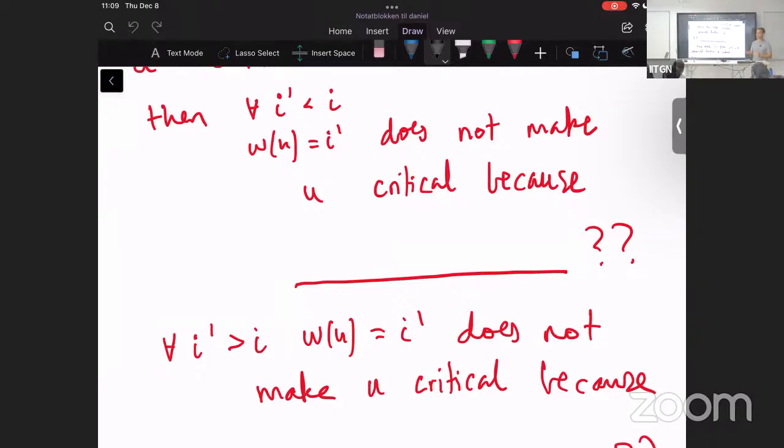Because it wouldn't be in a minimum weight set because it was critical at I, right? So it wouldn't be in a minimum weight set at I plus 1, and therefore at anything higher either. So in particular, if some weight makes it critical, then no bigger or smaller weights make it critical. So there is a unique critical point.